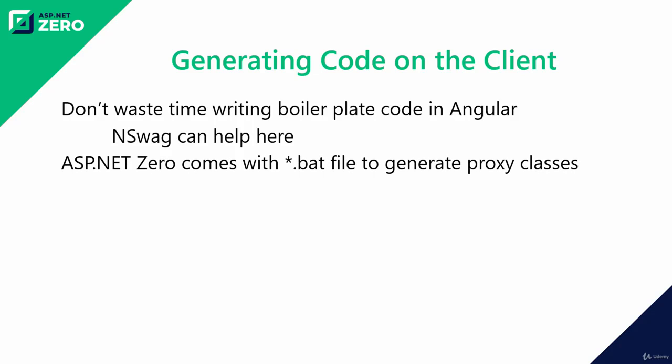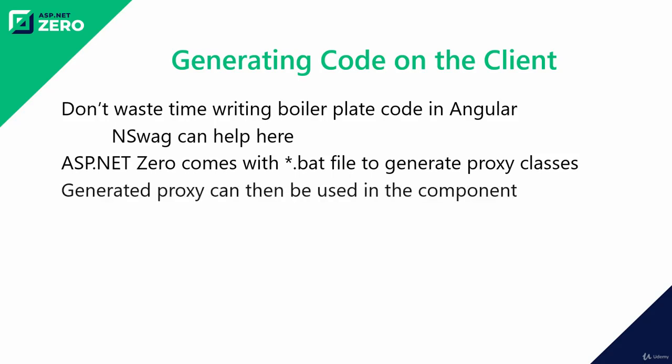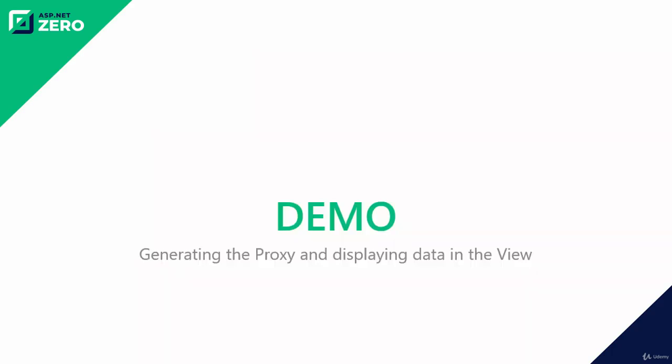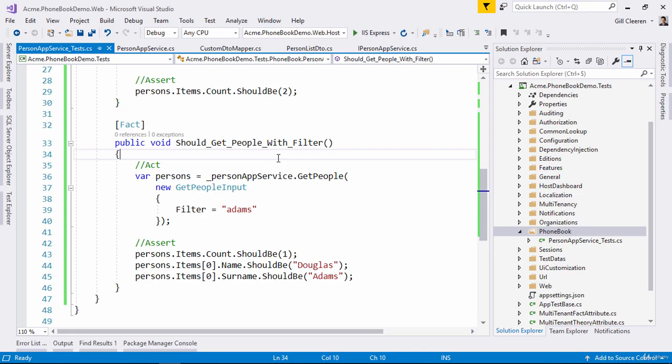AspNet Zero has a bat file in the box that we can run, and that will look at the application services we have in the API. And based on that, it will generate code, in fact a proxy. That code we can then use from our own Angular code. Here you can already see some of the code that we'll be using in our component code. Notice that we are using the proxy, that is the generated code. Alright, let's go back to Visual Studio Code. First, we are going to generate the proxy class, and next we are going to create a first view in the Angular application to display data.